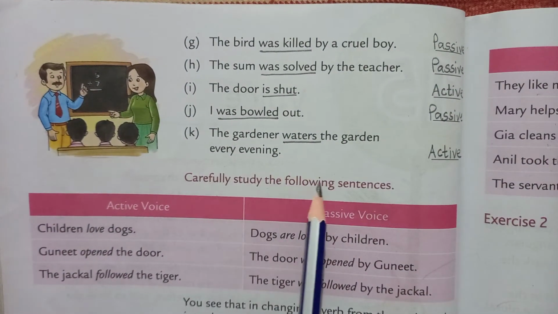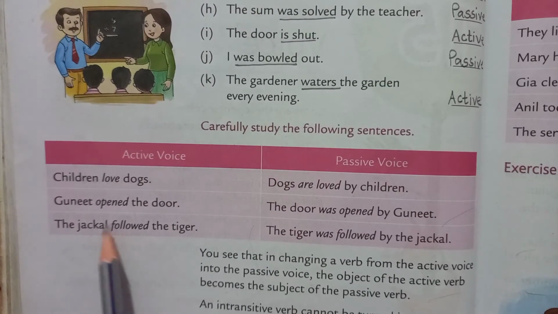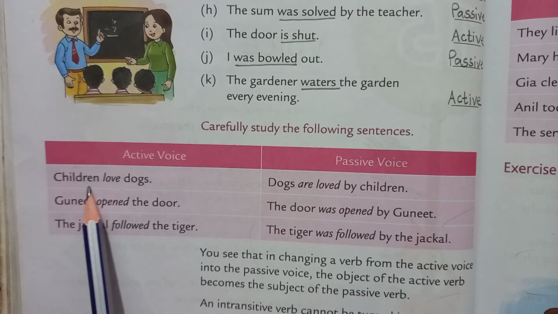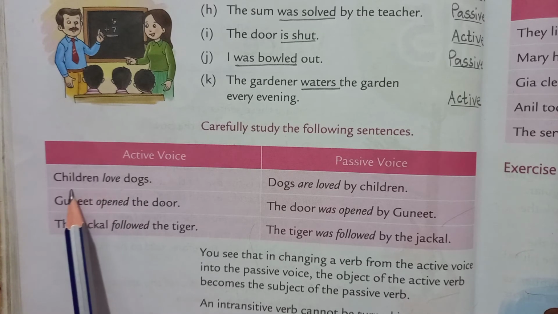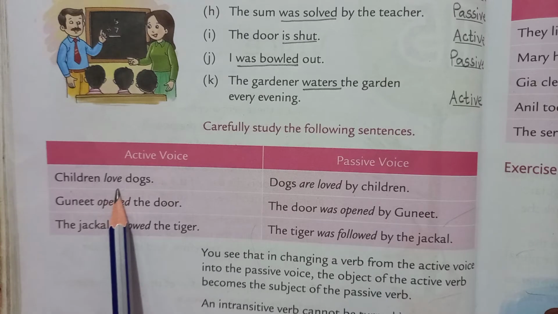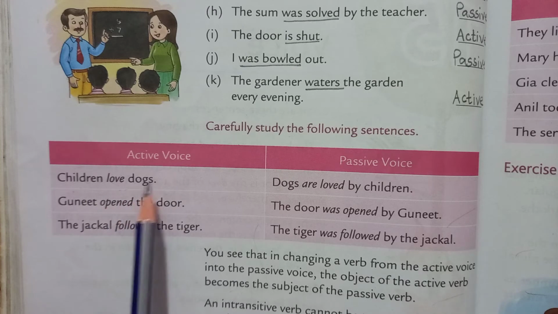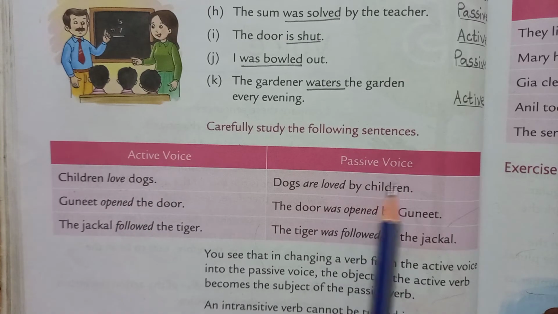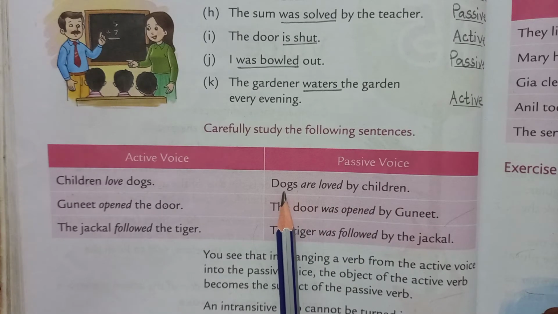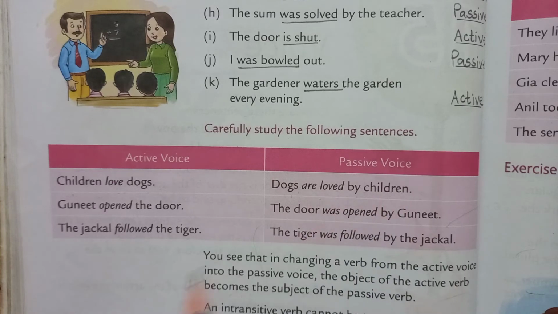Now carefully study the following sentences. Active voice and passive voice. Children love dogs. Here the action is done by the subject. The subject is children and the verb is love. Here the action is done by the children. So children love dogs is active voice. Now passive voice: dogs are loved by children. Here dogs is the subject, but the subject is the receiver of the action. So it is passive voice.